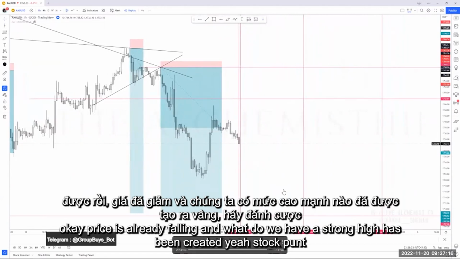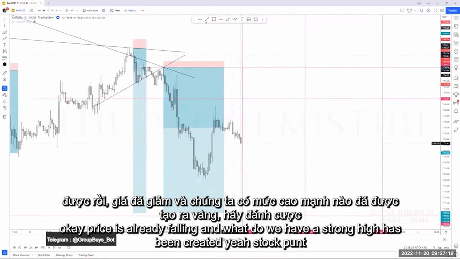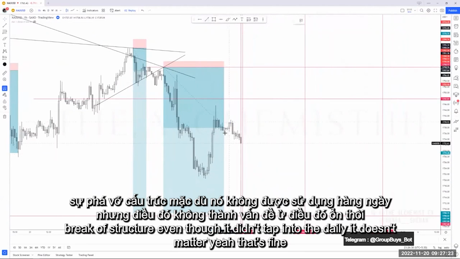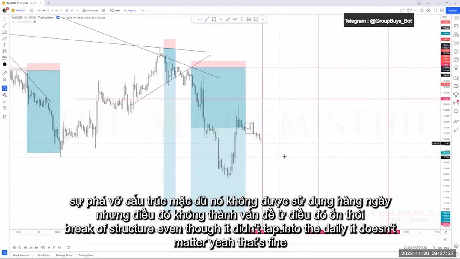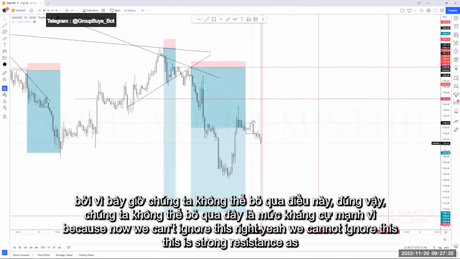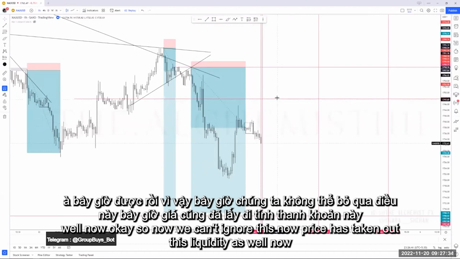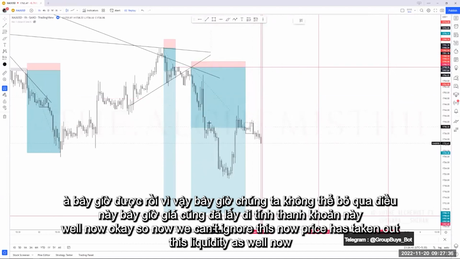Okay, price is already falling. And what do we have? A strong high has been created. Stop hunt, break of structure. Even though it didn't tap into the daily, it doesn't matter. That's fine, because now we can't ignore this, right? This is a strong resistance as well now. Now price has taken out this liquidity as well.